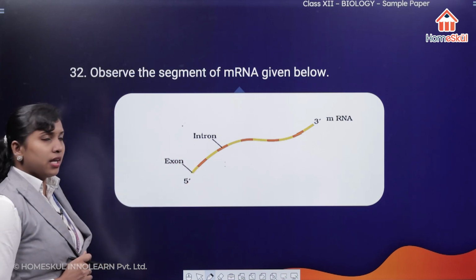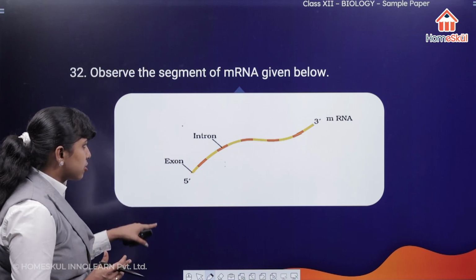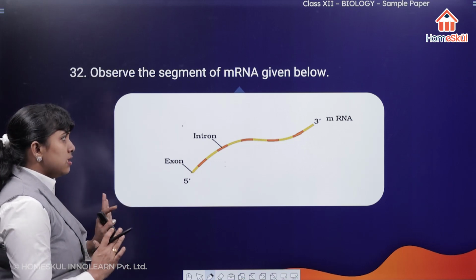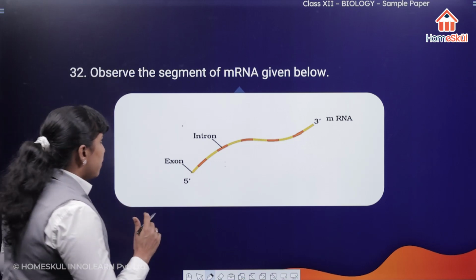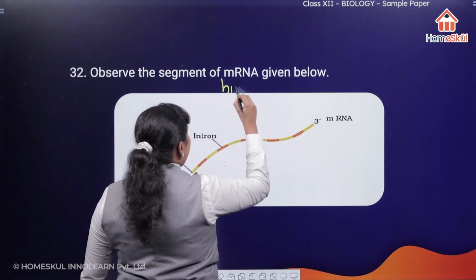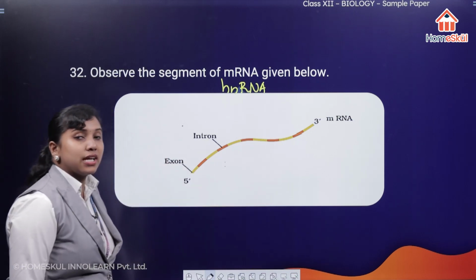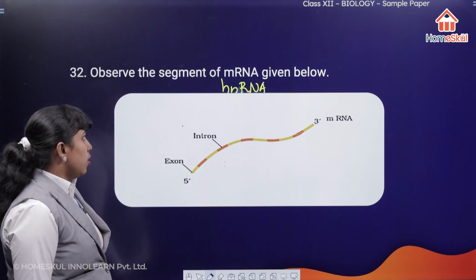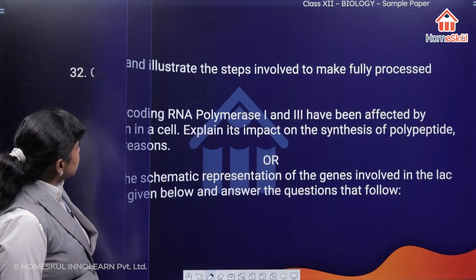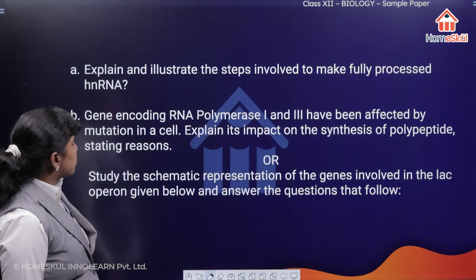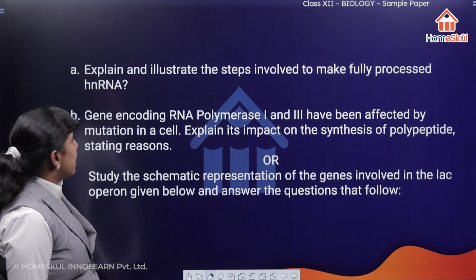See, you can see an mRNA here and it is having exons and introns, right? So, this is not a perfect mRNA. We can call it hnRNA, heterogeneous nuclear RNA. Okay, so what is the question here? Explain and illustrate the steps involved to make fully processed hnRNA.